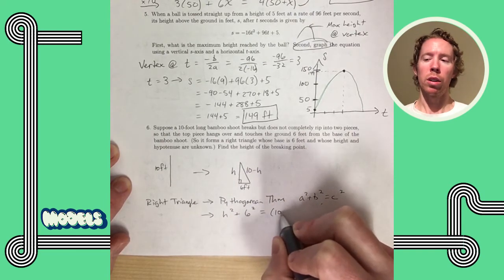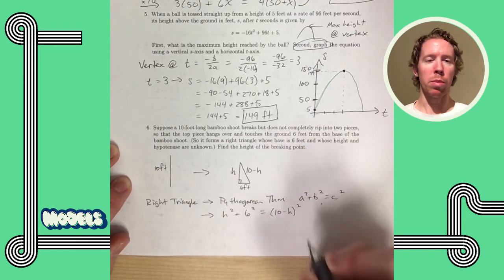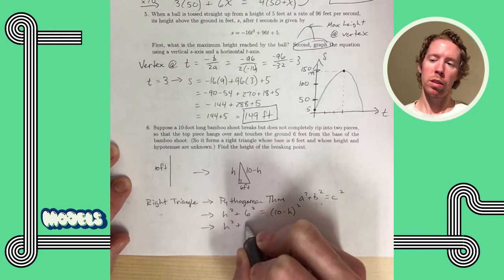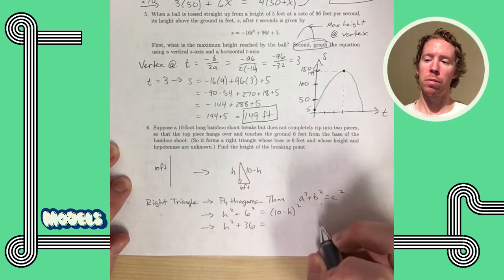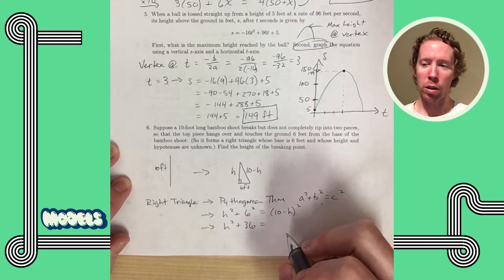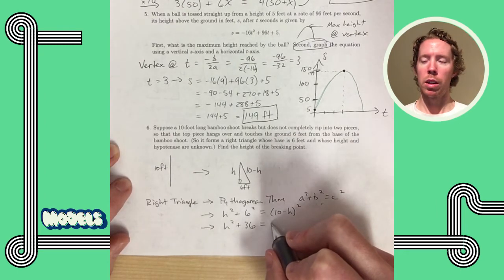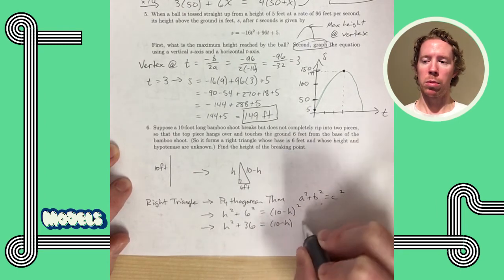Since we have a right triangle, we know we can use the Pythagorean theorem. So h squared plus 6 squared is (10 minus h) squared. It's a quadratic model, and we know how to solve quadratic equations, so this shouldn't be any problem to solve.